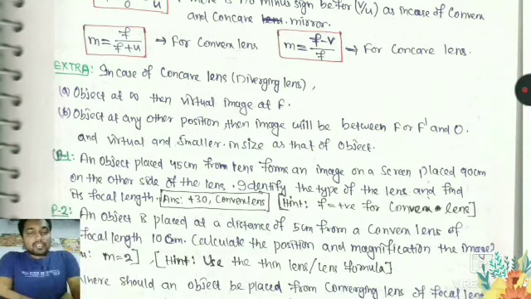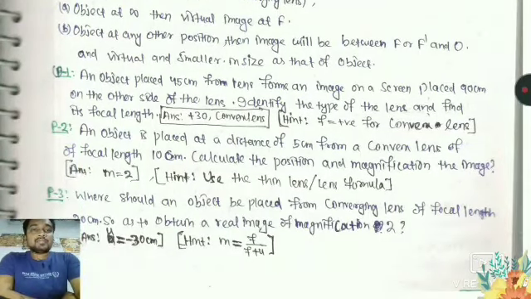So in the case of a concave lens, what are the object position and image position? Object at infinity, then a virtual image at focus, and for an object at any other position, the image will be between F' and O. Okay, these are the three problems, and I have given the hints also, so it will be easier.